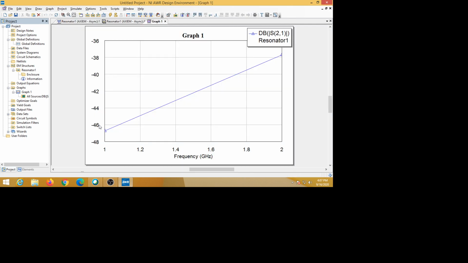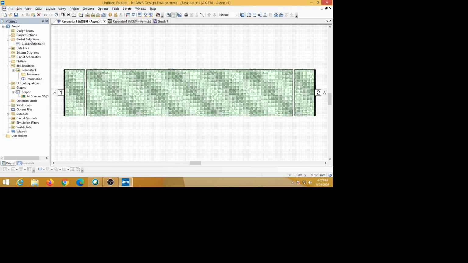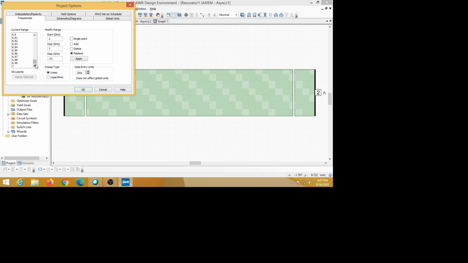Go to graph one and see what is in this graph. The x-axis is the frequency, and this is S21 in decibels. This is the plot of S21, as we said here. But the frequency is 1 to 2 gigahertz. Actually, we set our frequency as 2 to 7 gigahertz, which is correct, but the display is 1 to 2 gigahertz. We have to change the frequency in two ways. One is the frequency definition we did here in the project options, 2 to 7 gigahertz, which is correct.